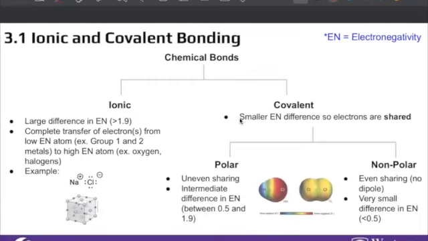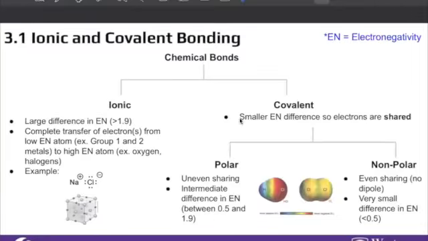Okay, so to start off, we're going to talk about the different types of chemical bonds. Just a note for this slide, anytime you see the abbreviation EN, that stands for electronegativity. That's just a helpful tip as we go through things.